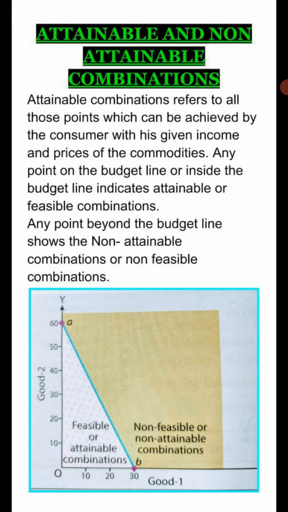So this is all for today. Today we have discussed the left-out features of indifference curve. Thereafter we have discussed the consumer's budget, budget set, budget line, and the attainable and non-attainable combinations of the budget line.